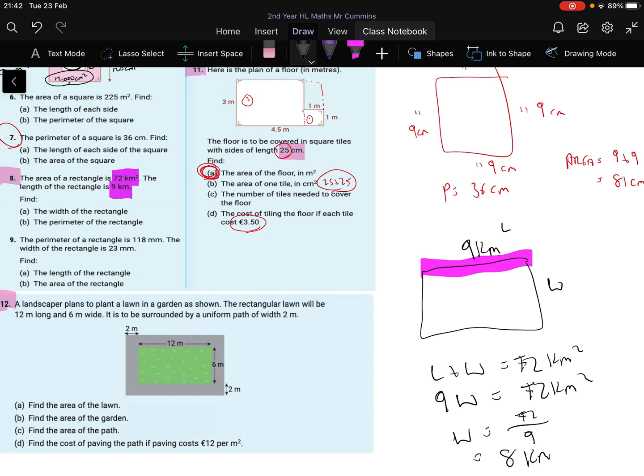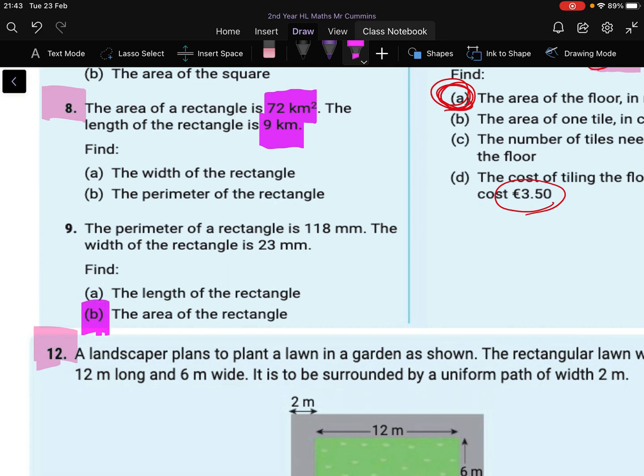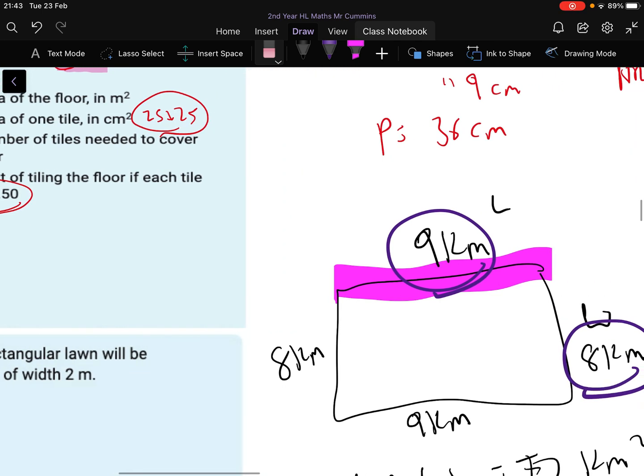So now we know 8. What else did they ask us to do? The width we worked out. Okay, there's our width, there's part A done. Now the perimeter, remember. I'm not going to do this for you. The perimeter is going to be 9 and 8, so it's going to be 8 here and 9 here. Add those 4 sides up, and that will give you the answer to part B. Okay, so 9 and 8, 9 and 8, 18, 30, 34.